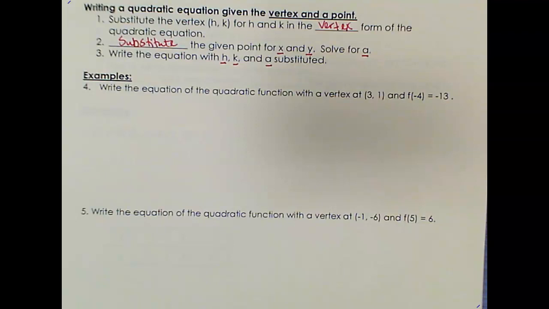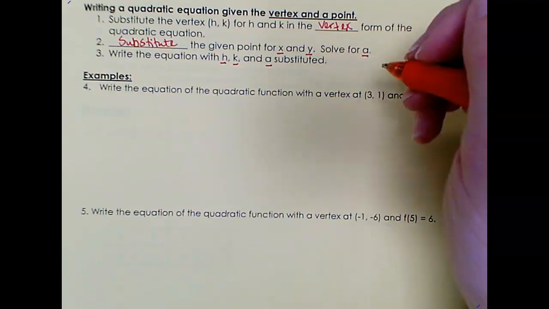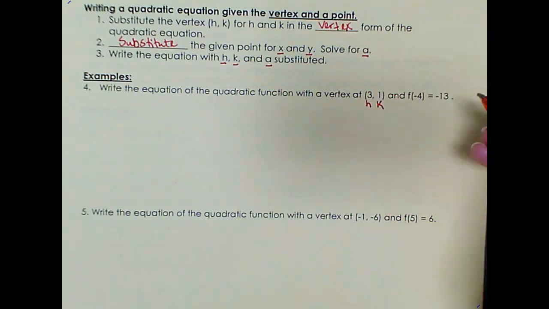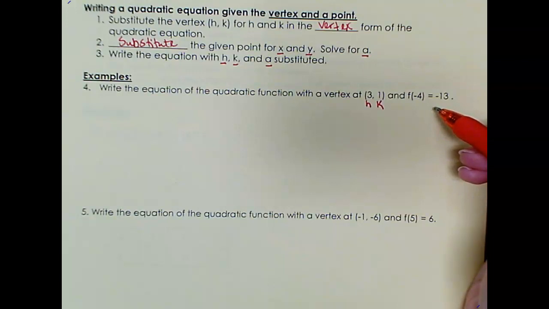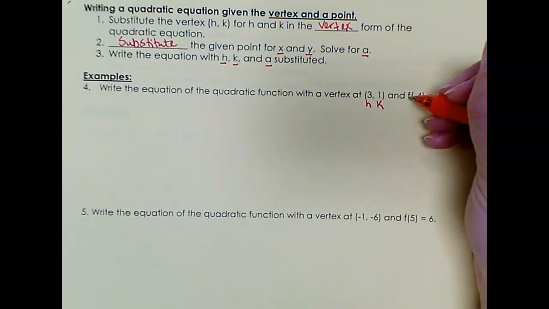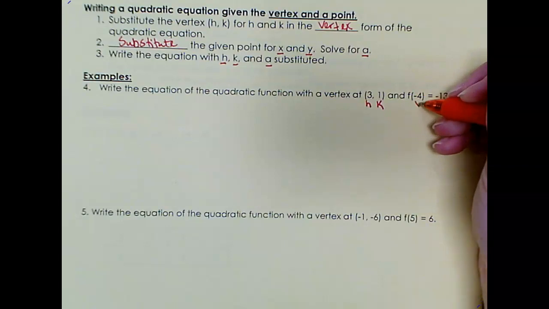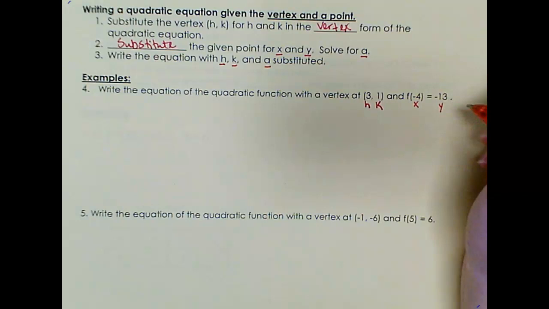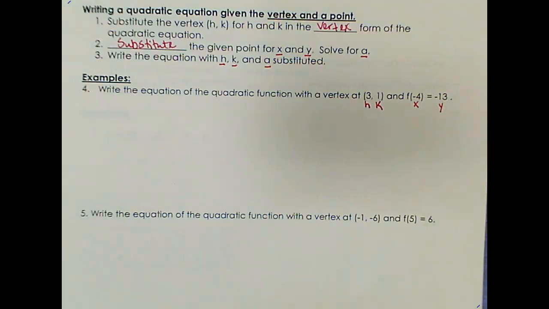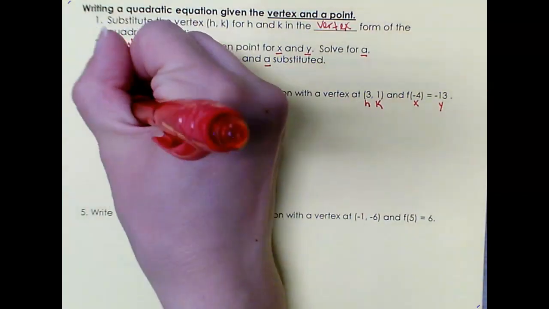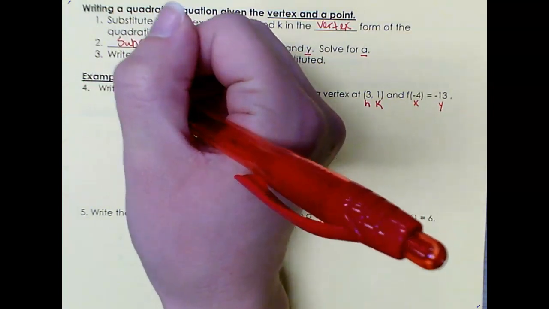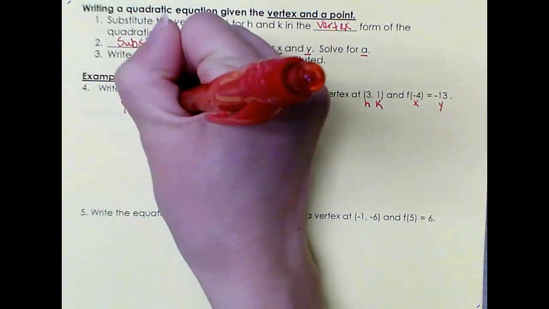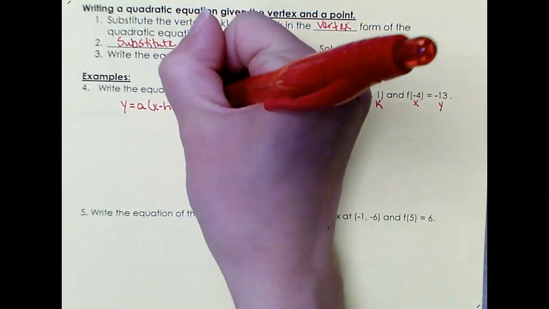It asks you to write the equation of the quadratic function. Here's my vertex at 3, 1, so that's the h and k value. And then it gives us another point, but remember this is function notation, so really this is f of x, negative 4 is your x value, and f of x equals y. So negative 13 is your y value. So vertex form, because we're given the vertex, that makes it easy to know we're doing vertex form. y equals a times x minus h, that quantity squared, plus k.